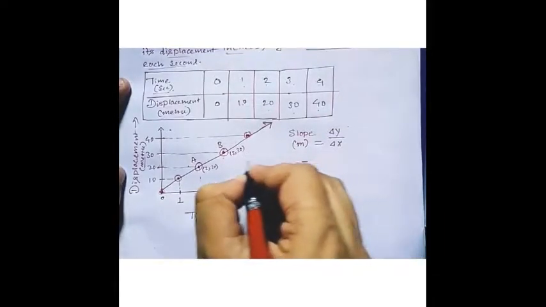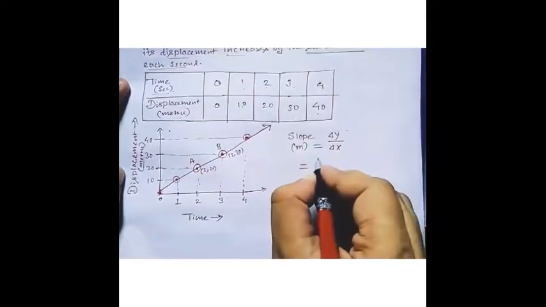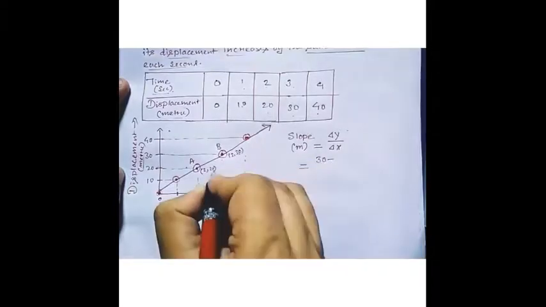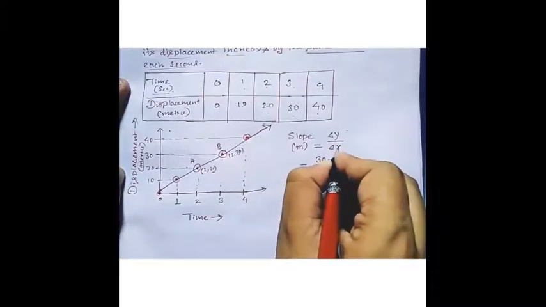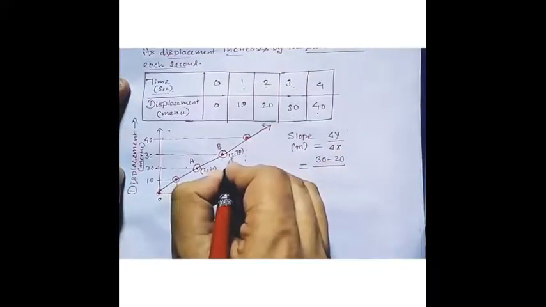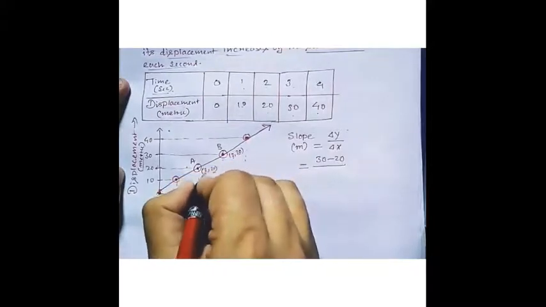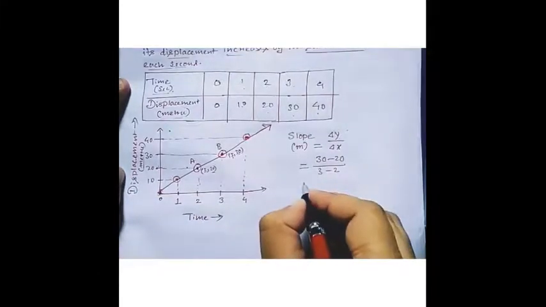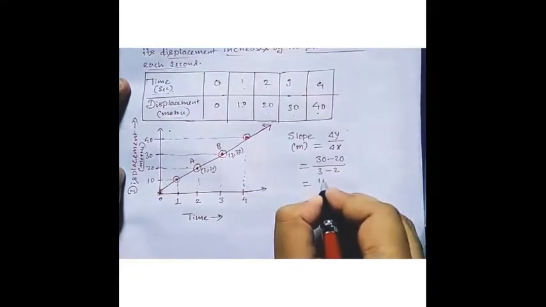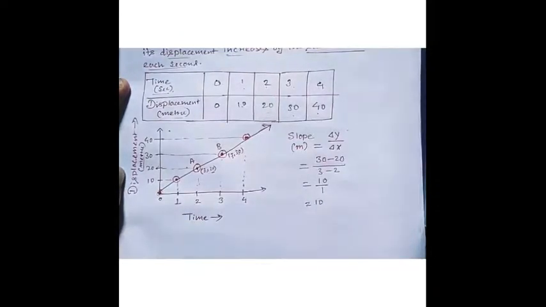So here del y is y2 minus y1, where 30 is y2 and y1 is 20. Del x is 3 minus 2. Now 30 minus 20 is 10, and 3 minus 2 is 1. So the final answer is 10.